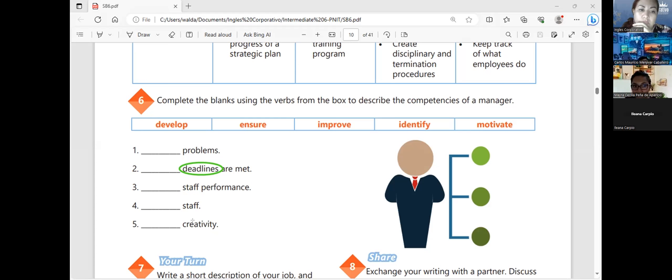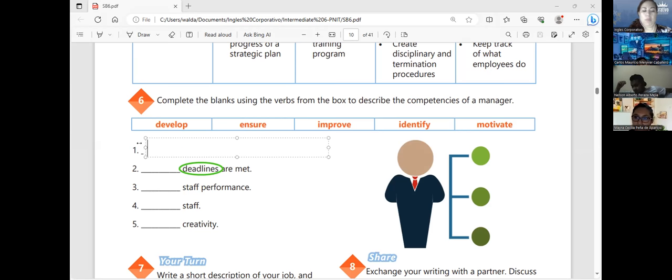Okay. All right, let's start with the first one. What do you think? What's the answer? Identify problems. Right. We definitely don't want to develop problems. That would be a very bad thing. Okay, so identify problems. Next.